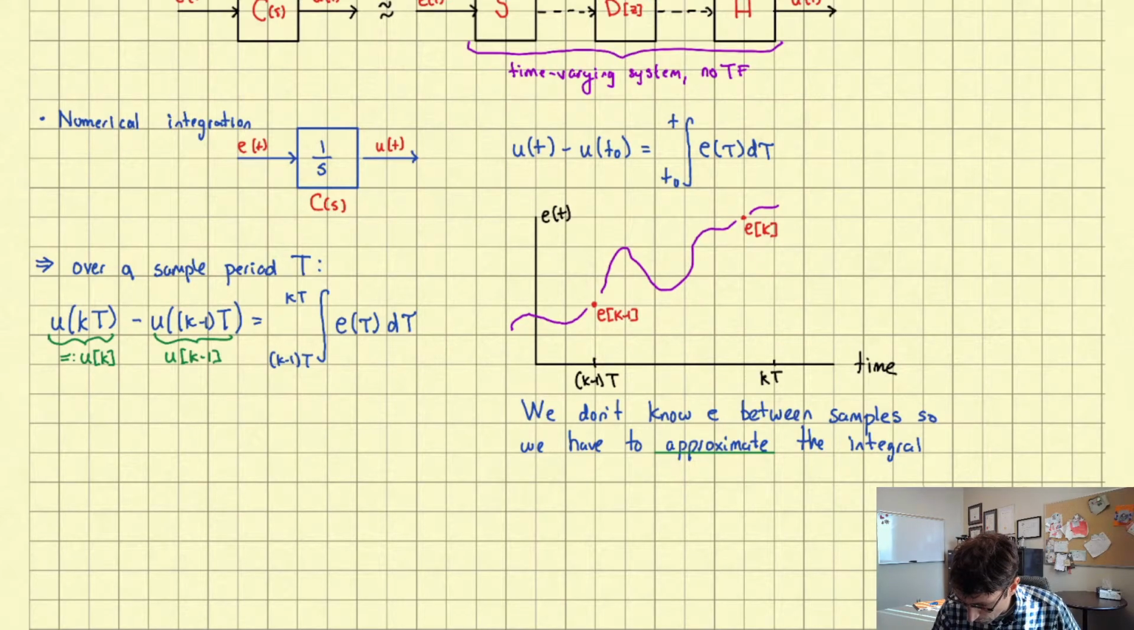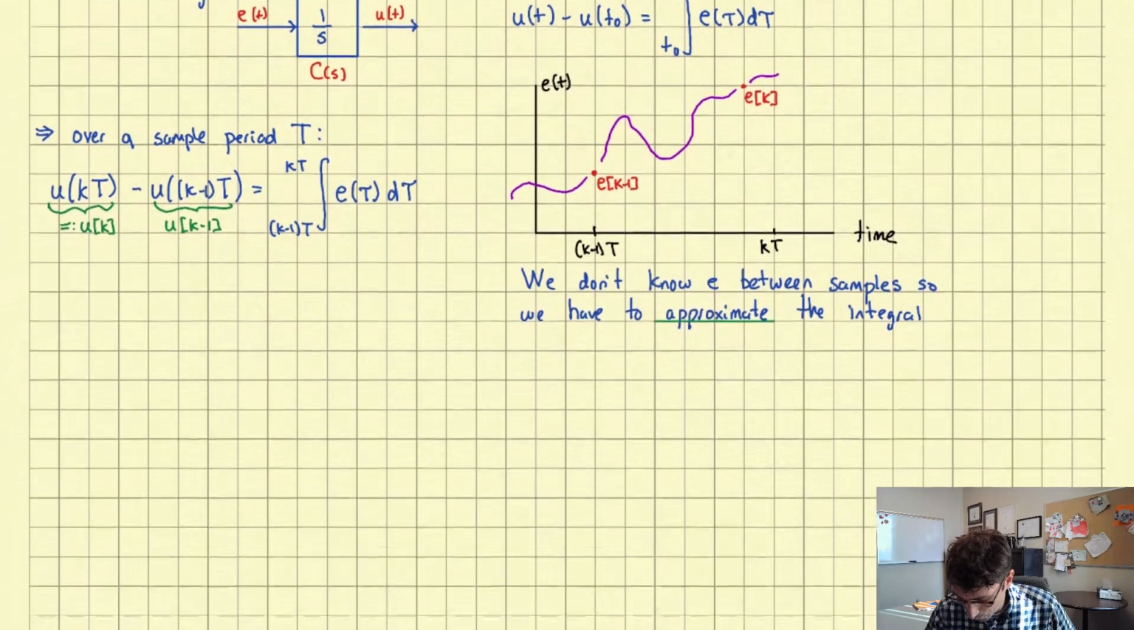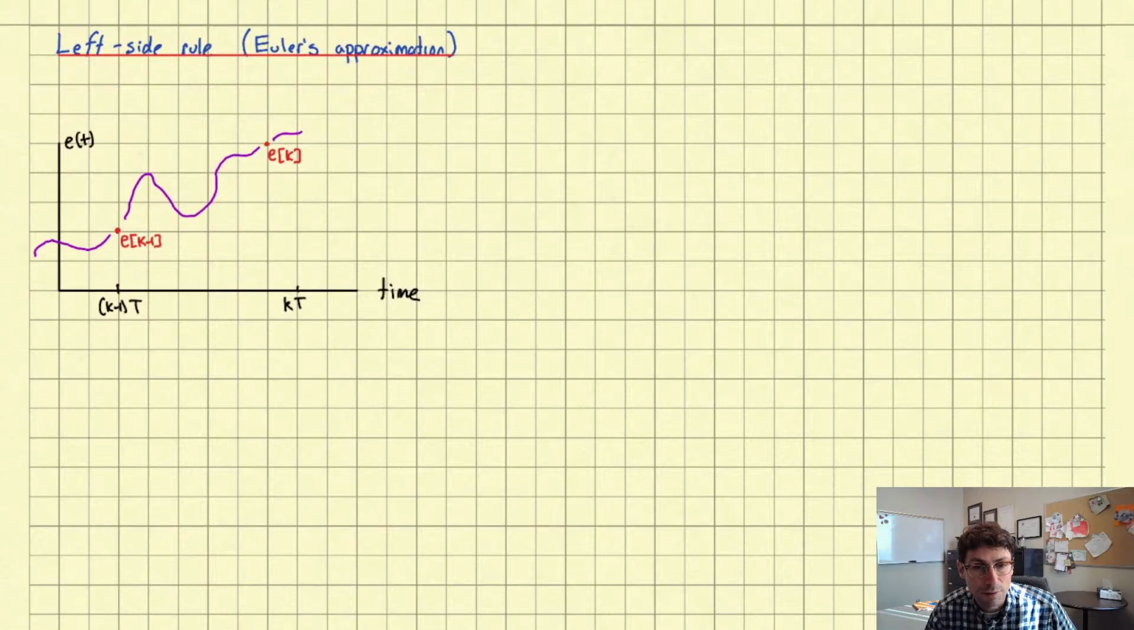This figure here, I'm going to come back to each time we do an approximation. The first one we're going to do is the so-called left side rule. This is also Euler's approximation for differential equations. As the name suggests, because we don't know the tracking error between sample periods, we're going to essentially maintain this value constant.